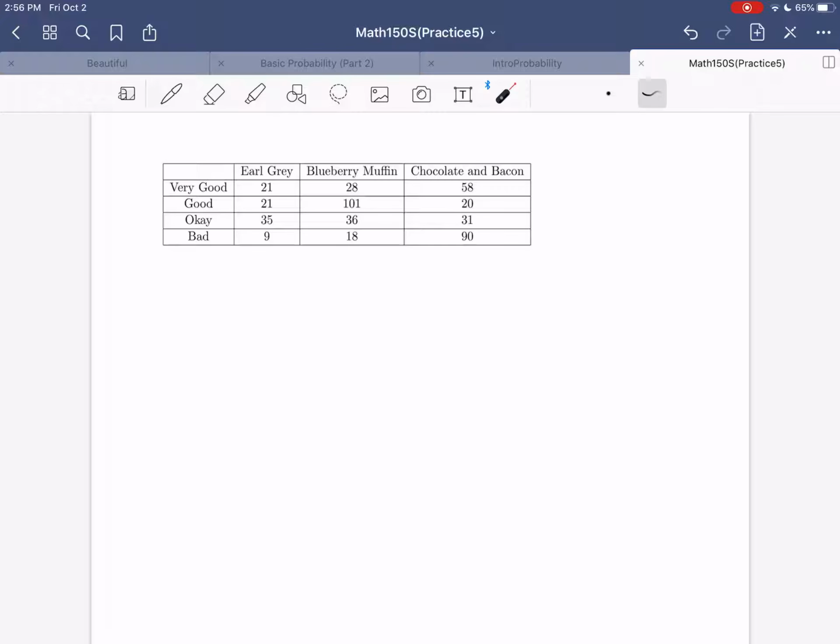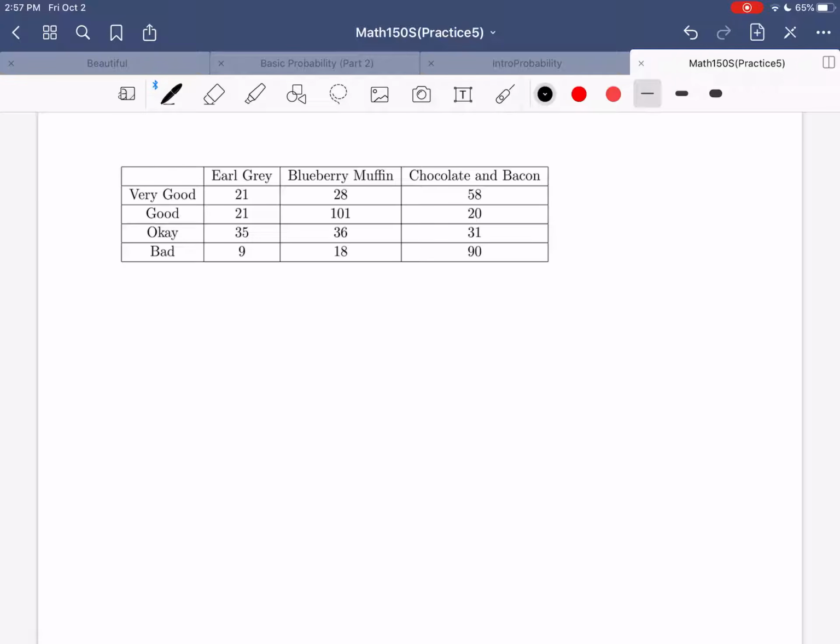Remember that the first thing to always do when you see a two-way table is add in the row and column totals and then eventually the table total. So let's go ahead and start by getting the row totals. So 21 plus 28 plus 58 looks like, if we zoom in just a little bit, we should have 107 there. Then 21 plus 101 plus 20. We got 142 there, 35, 36, and 31. We got 102 there, and then 9, 18, and 90.